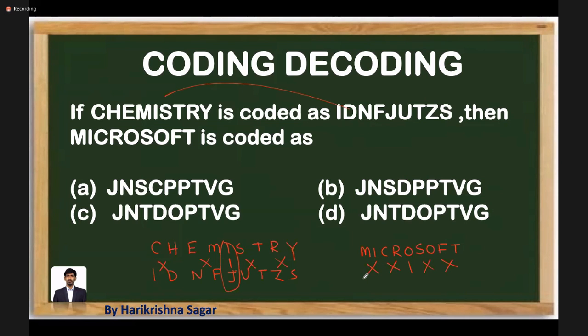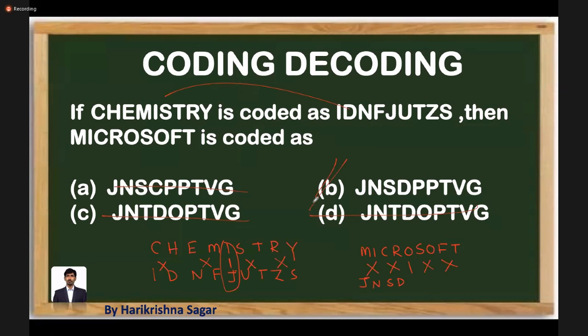So I needs to be the next letter J, M needs to be the next letter N. So R, S, C, D. The answer choice should start with J, N, S, D, which is available as option B. Mark it as the answer choice. So that's how you are able to see coding-based questions and that too logic-based questions.